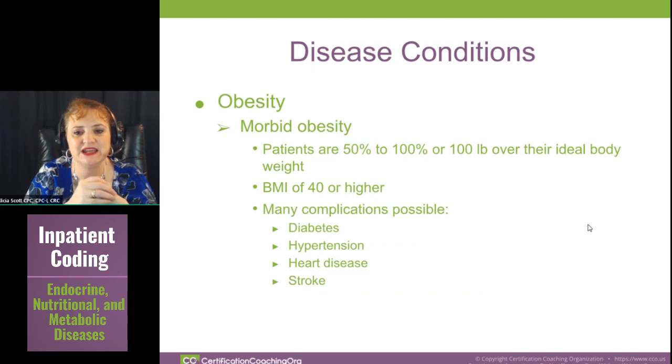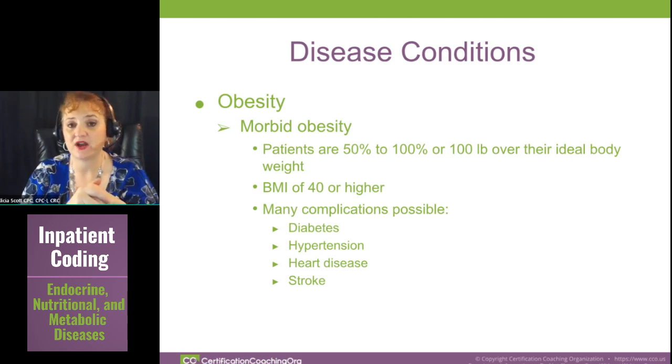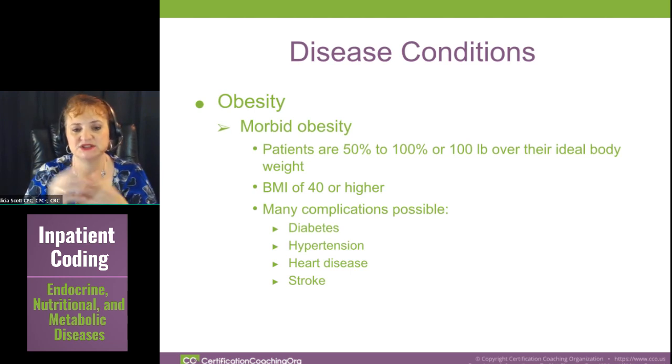Morbid obesity is a patient that's 50 to 100% over their ideal weight, or 100 pounds over their ideal weight. It would be listed as morbid obesity in the documentation by the provider. This means they're going to have a BMI over 40, and that also means that it risk adjusts if you end up doing risk adjustment coding. Complications: diabetes, one of the number one things that morbid obesity causes, hypertension, heart disease, and stroke. So these are all complications of obesity.